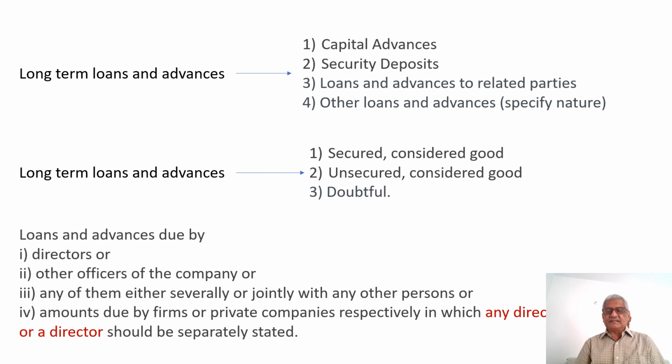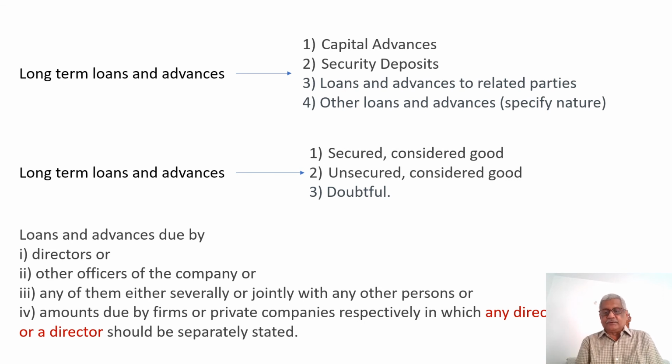against purchase of a capital asset, an advance paid to the contractor, an advance given to the supplier of a vehicle, they are all examples of capital advances. They have to be classified under long-term loans and advances. It is not a current asset. It is a non-current asset.